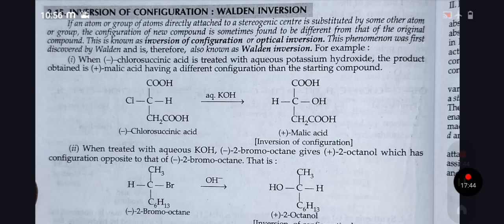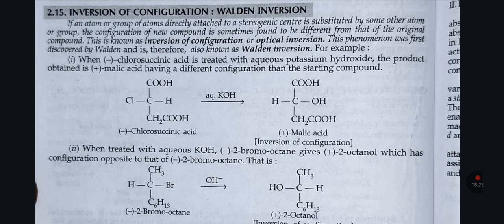Inversion of configuration. Inversion: if an atom or group of atoms directly attached to a stereogenic center is substituted by some other atom or group, the configuration of the new compound is sometimes found to be different from that of the original compound. It is known as inversion of configuration or optical inversion. This phenomenon was first discovered by Walden and is therefore also known as Walden inversion.